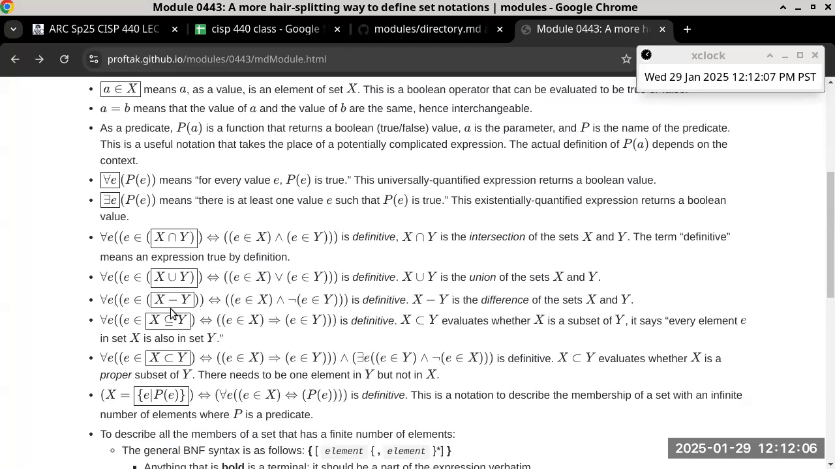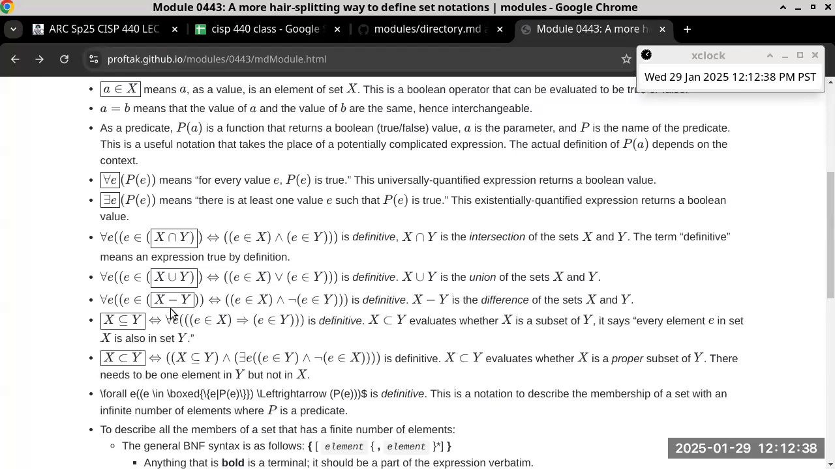So if and only if is very strict. If the left-hand side is true, the right-hand side also has to be true. If the right-hand side is true, the left-hand side has to be true. If the left-hand side is false, the right-hand side also has to be false. If the right-hand side is false, the left-hand side also has to be false. So they have to be the same. Okay, in X implies Y, X and Y are both Boolean. They are not the same.